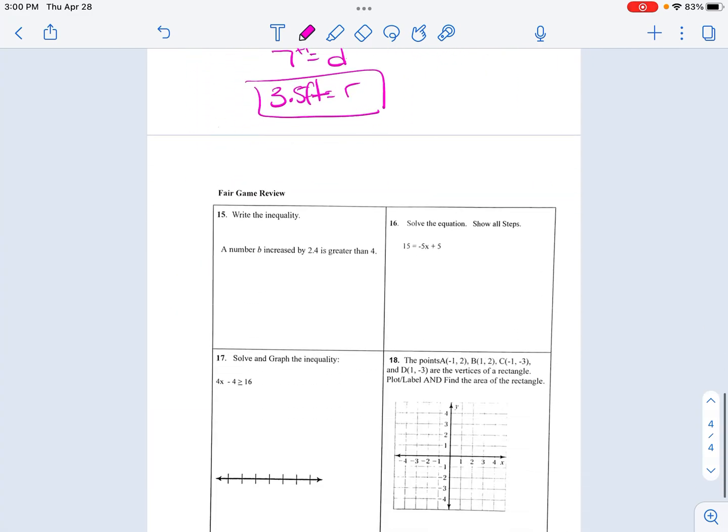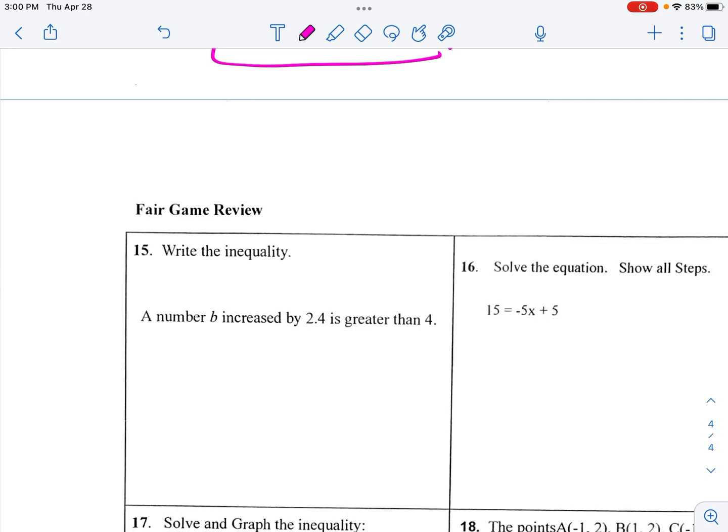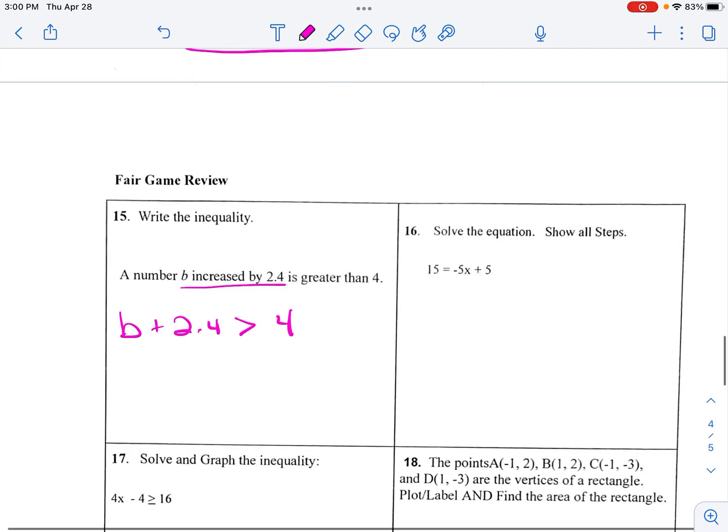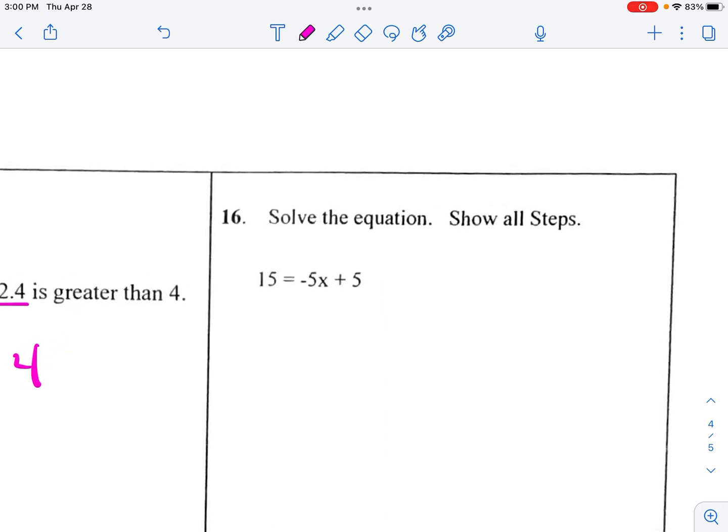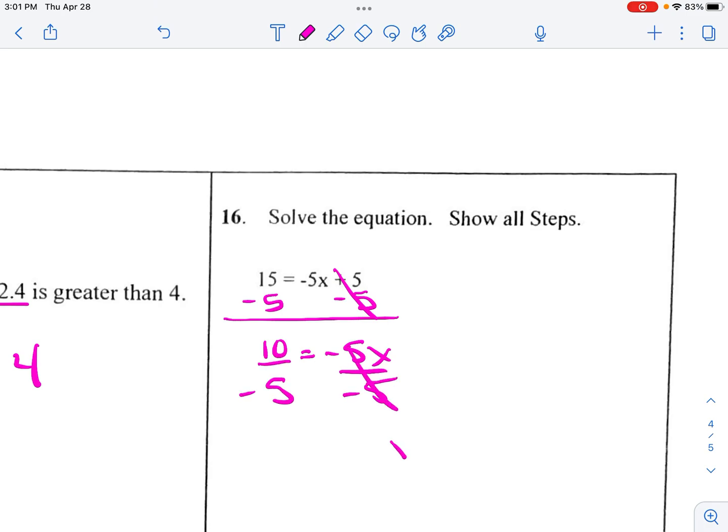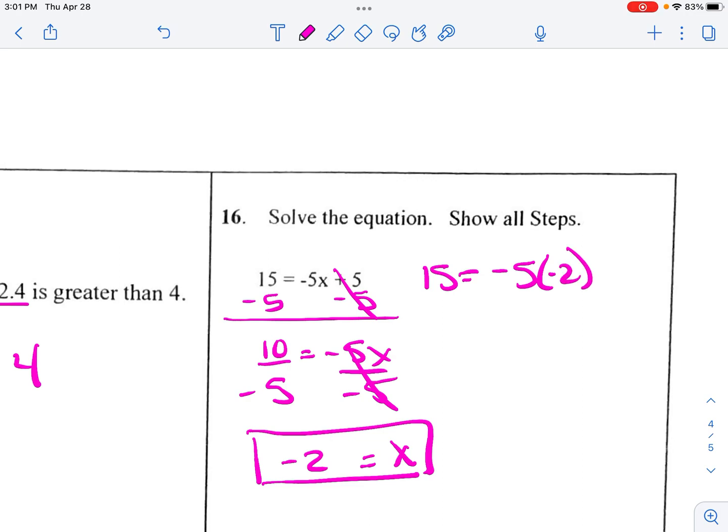Okay, and then we've got some fair game review. Write the inequality. It does not say we have to solve. B increased by 2.4. Increased means add. Greater than 4. Solve. Show all steps. Inverse operations, we're going to subtract 5 from both sides. And then divide by a -5 to get a -2. I'm going to put -2 back in to make sure it makes sense. That would be a +10 plus 5 is 15.